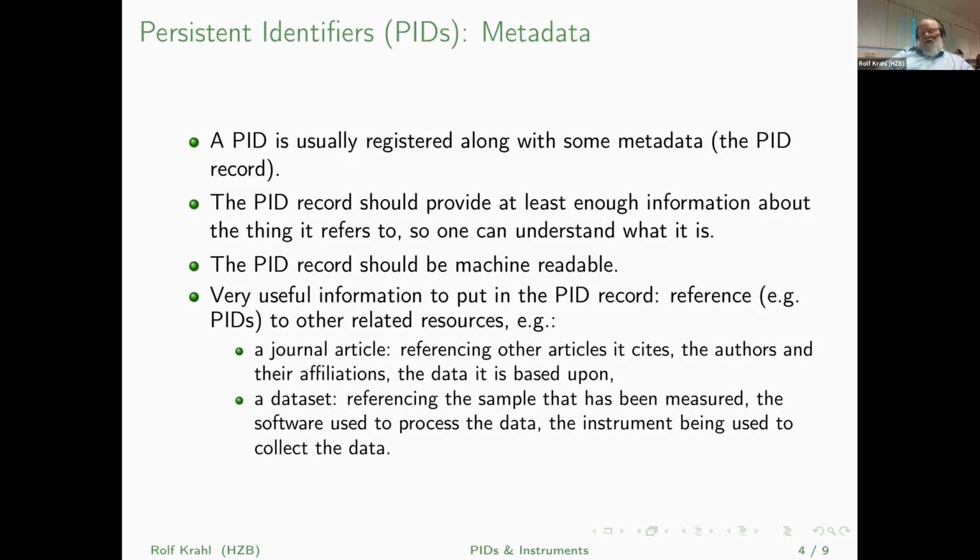And one particular property in that PID record is references to other related things. So for instance, a journal article would reference other articles it cites. It would reference the authors of that article, including the affiliations, and might cite the data that the article is based upon. Similarly, a data set might reference the sample that has been measured, if it is a measurement, the software used to process the data, or the instrument being used to collect the data.